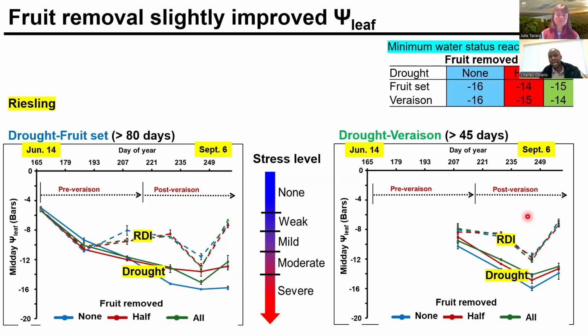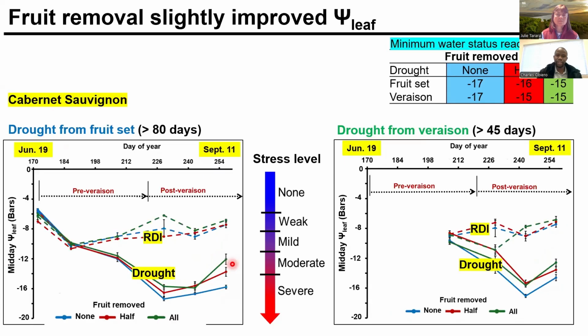Similarly to where we had the drought from Verison, if you look at the data, now we look at the table, there is about 1 bar or 2 bars difference. And I don't know how much that is going to have a meaning if you remove the fruit or not. Something to note is that at the end of the period, we did not return the water.